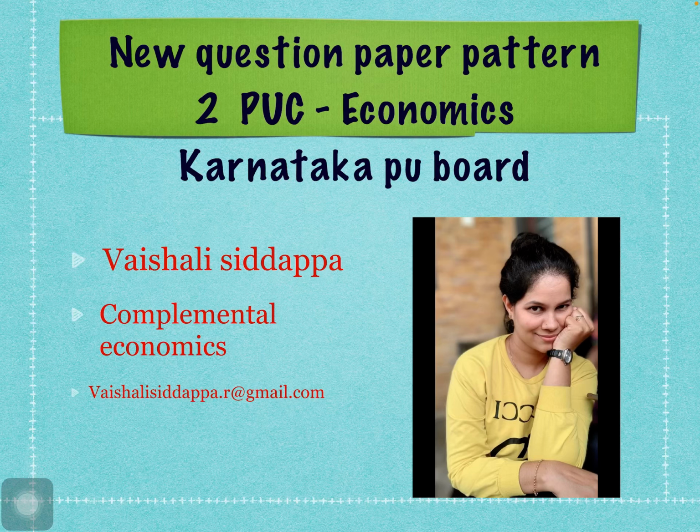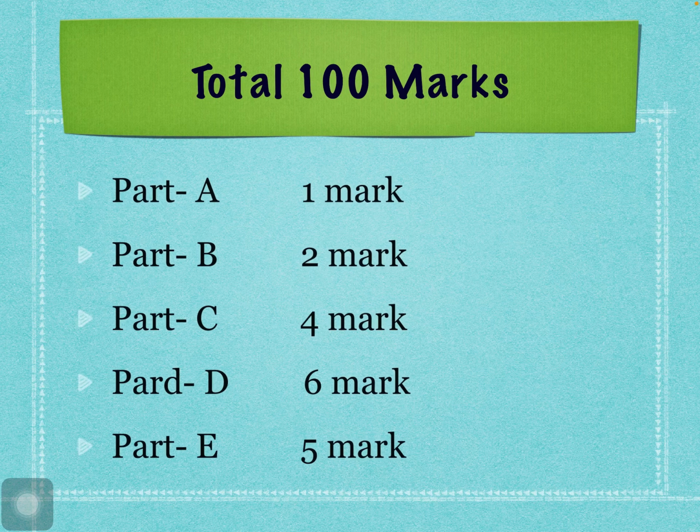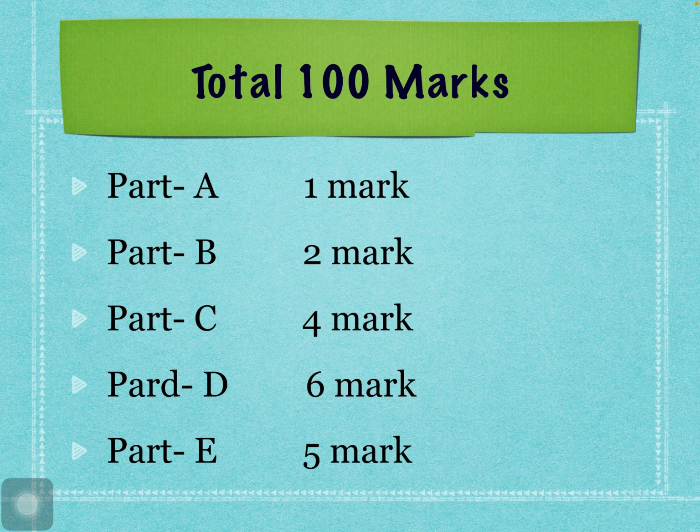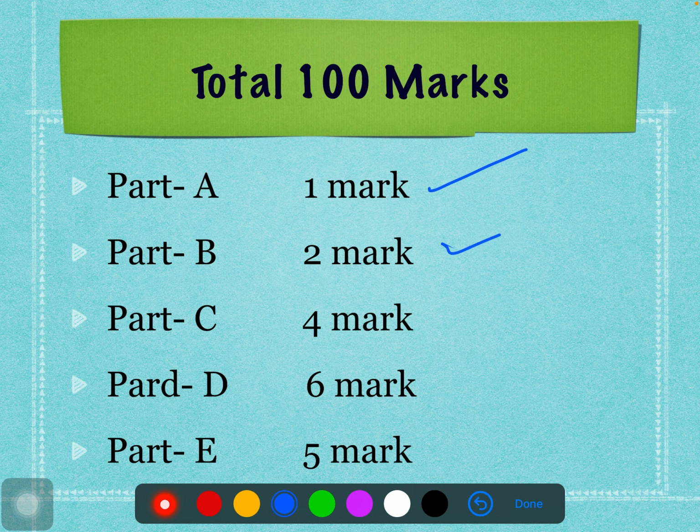This particular video has a lot of significance because we're going to talk about the new question paper pattern for 2nd PUC Economics 2022, Karnataka PU Board. This year also you're going to write the question paper for 100 marks. As usual, you have 5 different parts: part A, part B, part C, part D and part E. Part A is completely reserved for 1 mark, part B for 2 marks, part C for 4 marks, part D for 6 marks and part E for 5 marks.